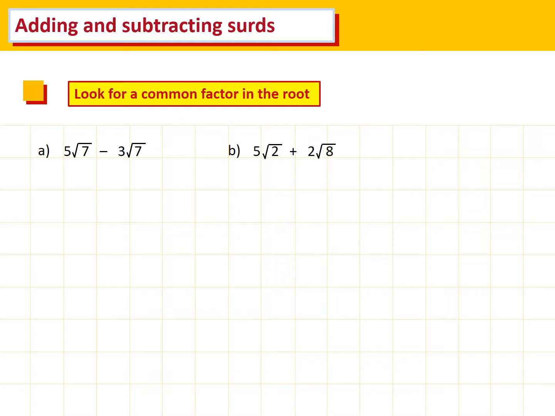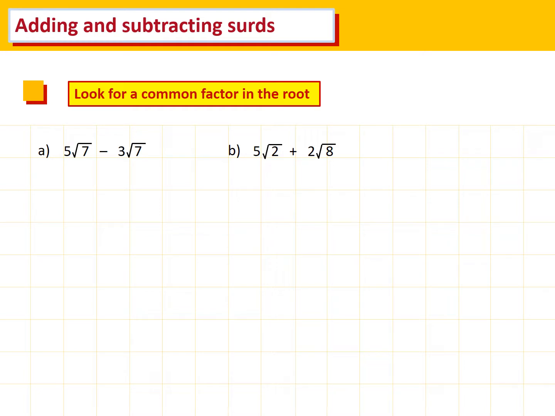We are subtracting 5 root 7. Okay, so it's 5 root 7, subtract 3 root 7. Well, imagine root 7 is the unit that you're working in. So that unit might be centimetres. What's 5 centimetres take away 3 centimetres? Or what's 5 apples take away 3 apples?